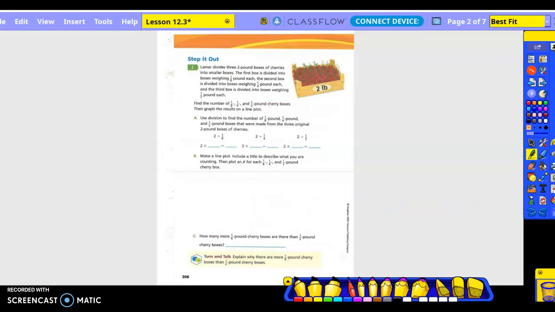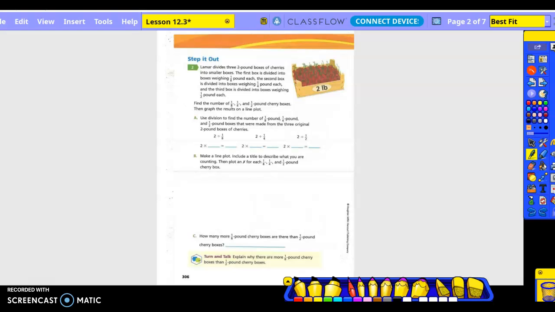Okay. Stepping out number 2, Lamar divided 3 2-pound boxes of cherries into smaller boxes. The first box was divided into boxes weighing 1/8 of a pound each. The second box is divided into boxes weighing 1/4 of a pound each. The third box is divided into boxes weighing half a pound each. Find the number of 1/8, 1/4, and half-pound cherry boxes, then graph the results on a line plot.